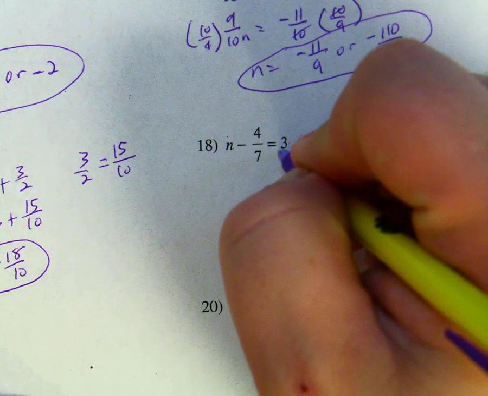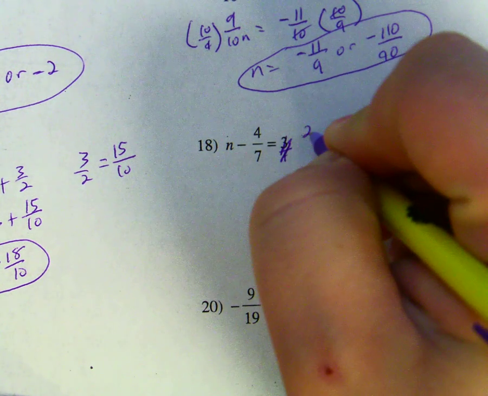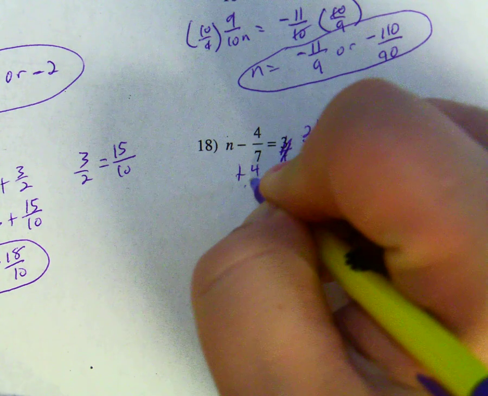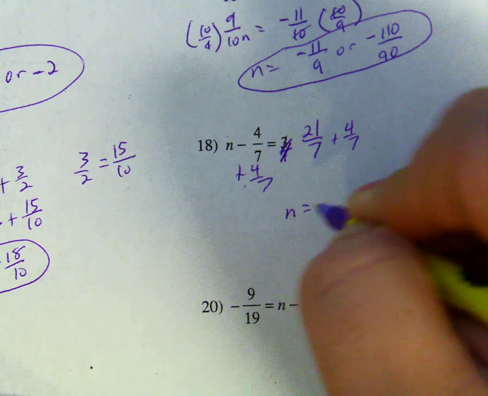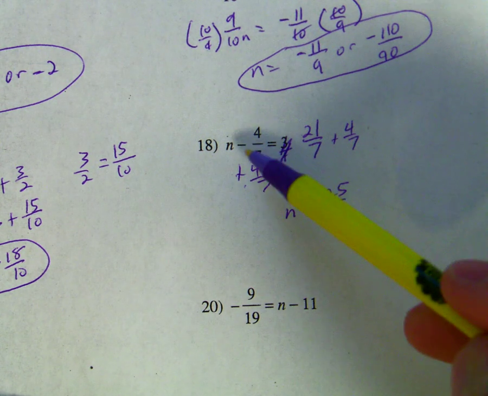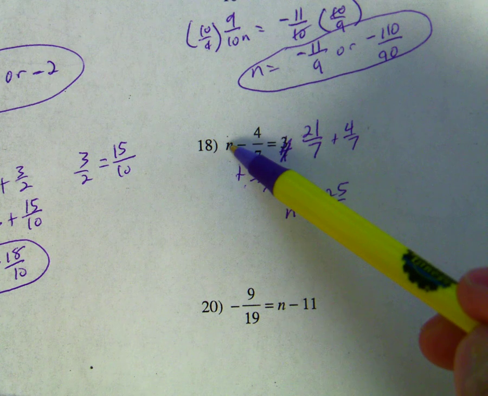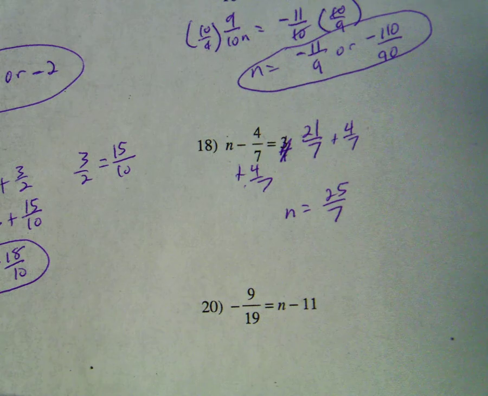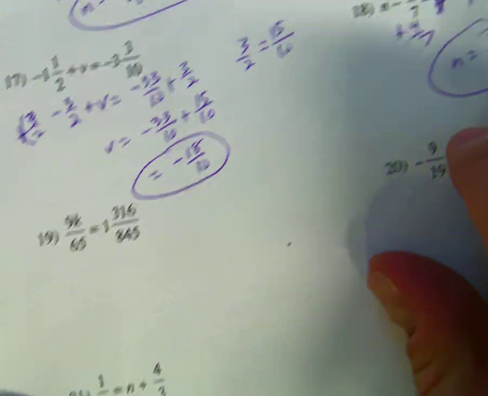Here, this is 3 over 1, or since I see it's going to be in sevenths, I'm just going to cross it out and write 21 over 7. So you add 4 sevenths to both sides, and n equals 25 over 7, which if you look back and substitute that, 25 minus 4 is 21 over 7, which is what you get here. So you know that your answer works. Circle it.